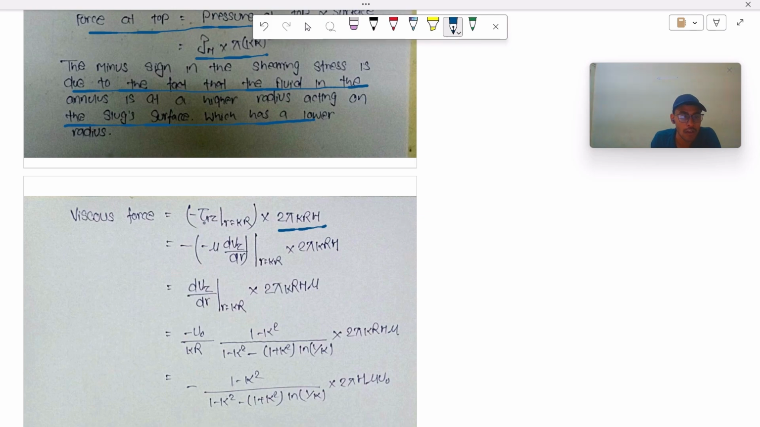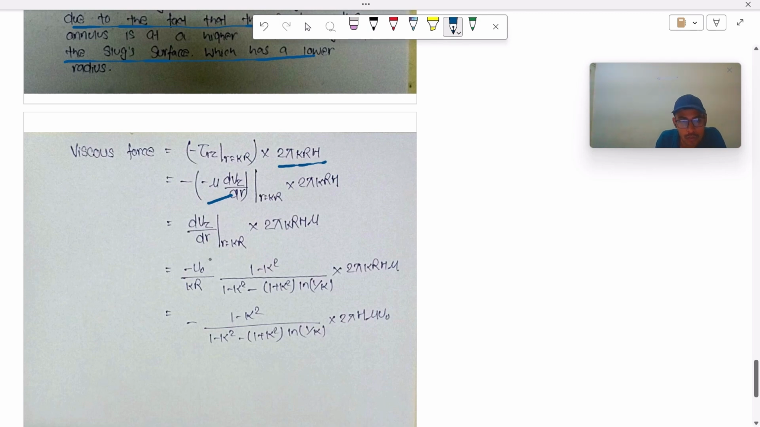By putting the value of tau rz, this is given by minus mu dou vz upon dou r, where vz is a function of r. One more term also comes, that is dou vr upon dou z, where vr is equal to 0, so that term will be cancelled out. So that's why we directly use the expression minus mu times dou vz upon dou r at r equal to kappa r, times the cross sectional area. So here, on doing the calculations, dou vz upon dou r at r equal to kappa r is multiplied by 2 pi kappa r h times mu.